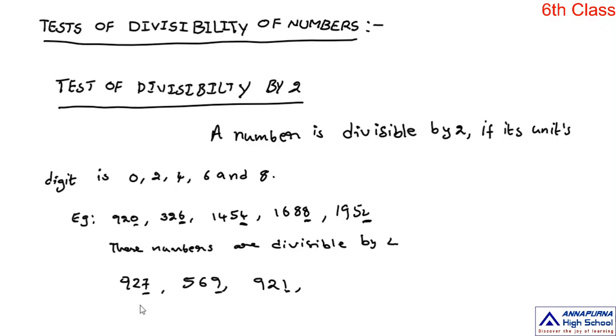Why? Because the first number has 7 in the units place, the second number has 9, and the third number has 1. None of these is 0, 2, 4, 6 or 8. That's why these numbers are not divisible by 2. We check in the units place: here 7, here 9, here 1. That's why these numbers are not divisible by 2.